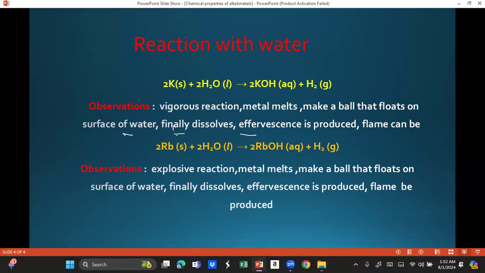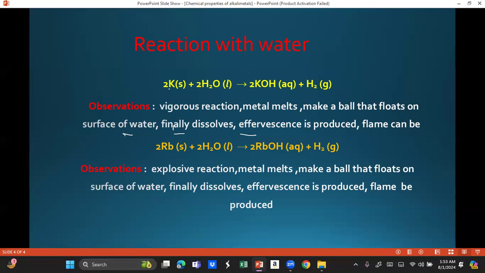If we bring a lighted splinter near the mouth of a test tube, it will be extinguished with a popping sound. Hope you understand. First it will catch fire, then finally it will be extinguished. It will produce a popping sound. Normally in the paper we write: hydrogen gas, if it is present, will be extinguished with a popping sound.